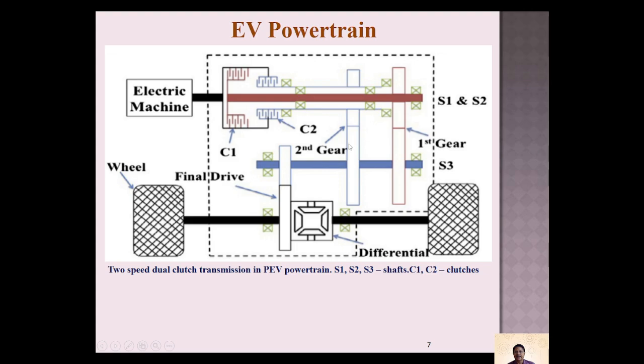That gear is the first gear and second gear. The third shaft S3 is fitted with three gears. The first gear is engaged with the S1 shaft and the second gear with S2. Then the third gear is engaged with the final drive, that is the differential unit. So this is how it functions. It is used in order to obtain two different speeds.